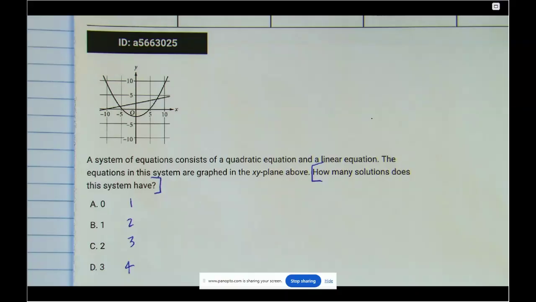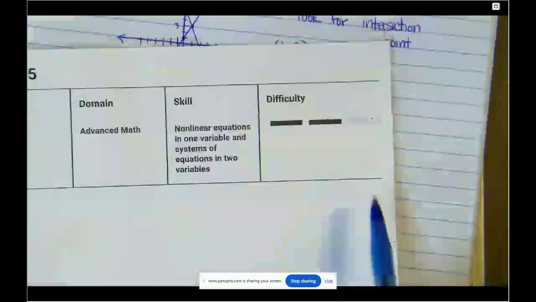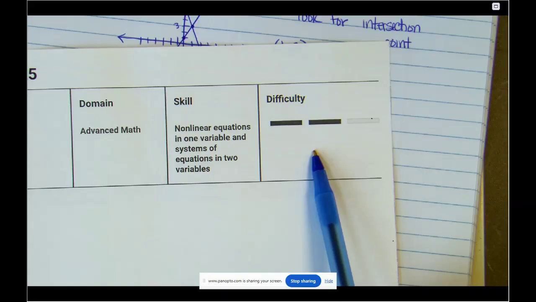I know it's hard because the number that you may be thinking is not the same as the number of the multiple choice. So how many solutions does this thing have? Tell me in numbers, don't tell me the ABCD number, how many solutions does this have? 2. Right, because there's 2 places it crosses. You guys, this is not just advanced math, that's medium difficulty. You get more points for that.